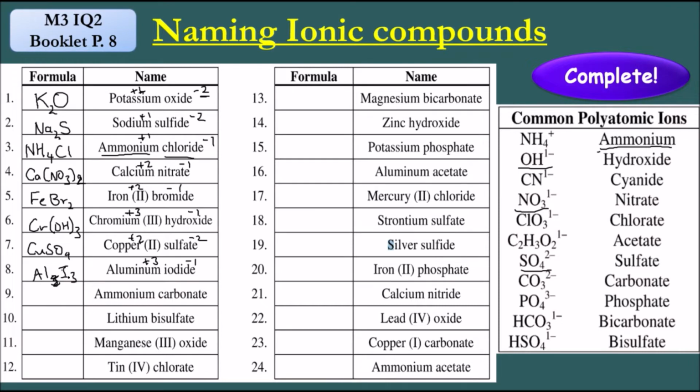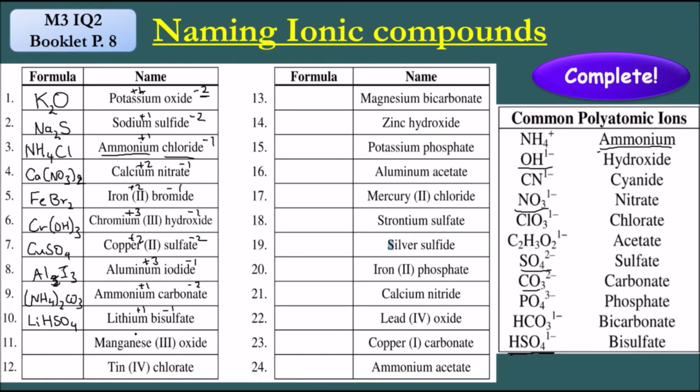So, ammonium carbonate: ammonium is NH4 plus 1, carbonate is 2 minus, so it would be (NH4)2CO3. Carbonate is given over here. Lithium bisulfate: bisulfate is over on this side, it's -1, and lithium is +1. So here we go, that's how you do that.